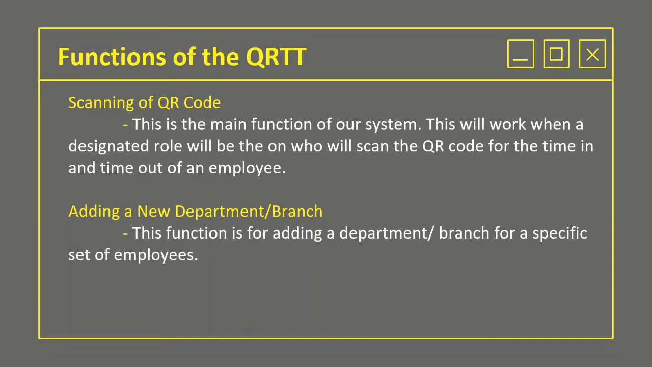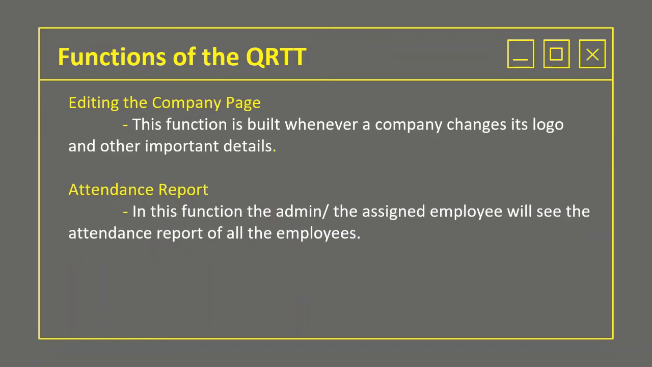This will work when a designated role is assigned on who will scan the QR code for the time in and time out of an employee. Adding a new department / branch. This function is for adding a department / branch for a specific set of employees. Editing the company page. This function is built whenever a company changes its logo and other important details.